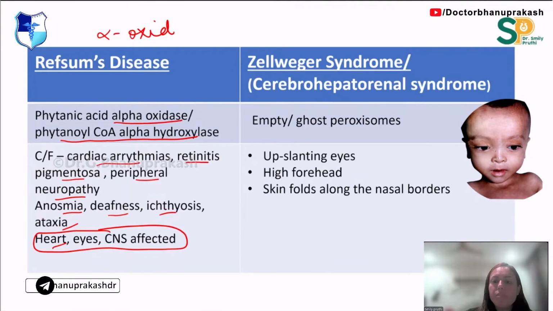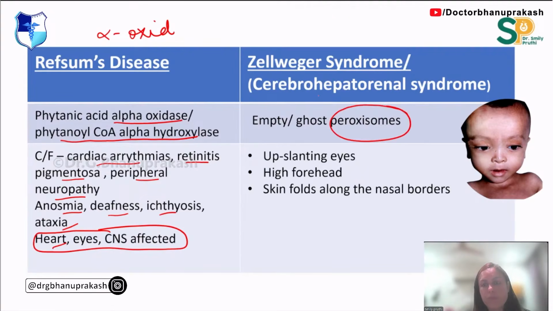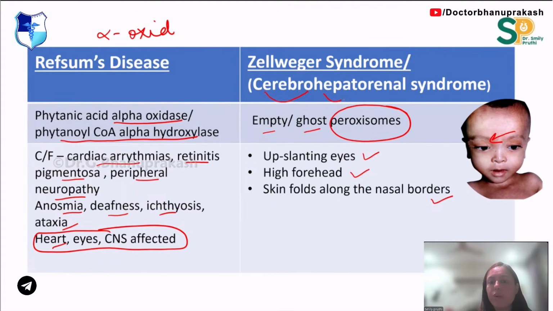Zellweger, peroxisomes are defective. Peroxisomes do not have their enzymes at all. They're like empty peroxisomes, also called ghost peroxisomes. Patient has upslanting eyes, high forehead, and there are skin folds along the nasal borders, right? So here cerebro, hepato, and renal are affected. So it's called cerebro-hepato-renal syndrome.